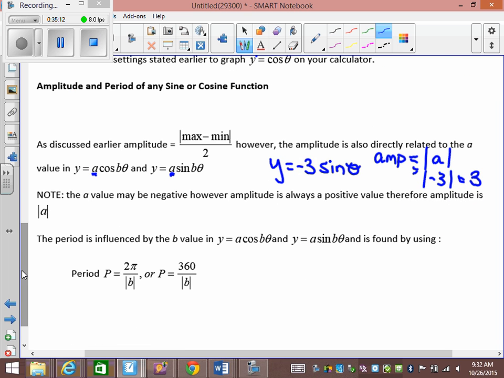Okay? So the A value may be negative, however, amplitude is always positive, therefore amplitude is the absolute value of A.